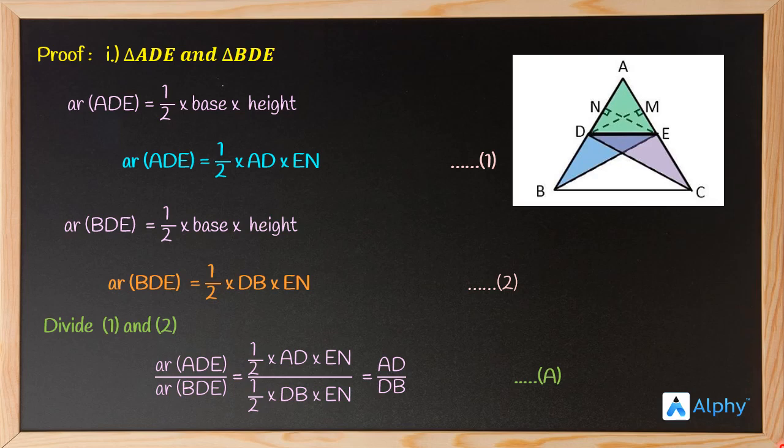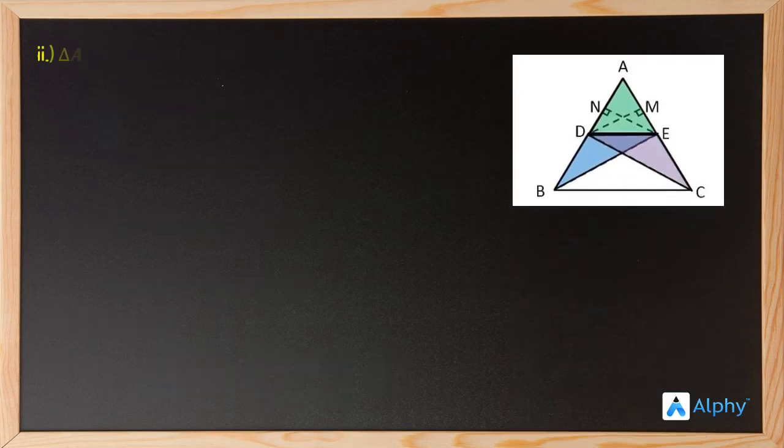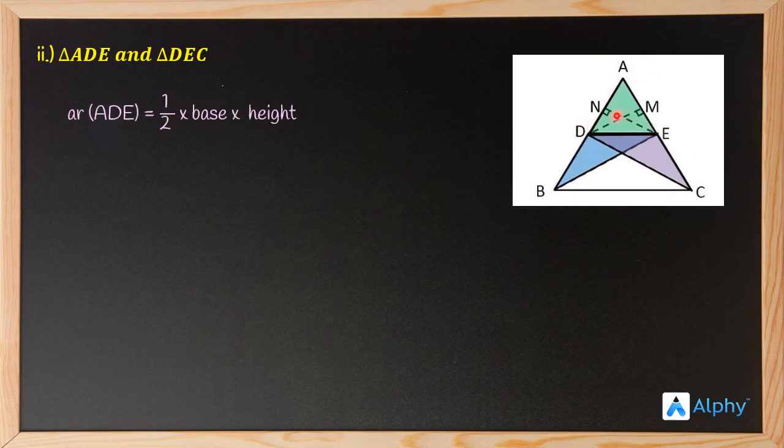Now similarly, we will find out the areas of the triangle ADE and the triangle DEC. So the area for the triangle ADE will be given as half into base into height. Earlier, we had considered AD as our base and EN as our height, but this time we will consider AE as our base and DM as our height. So the area would be given by half into AE into DM, and we mark this equation as equation number 3.